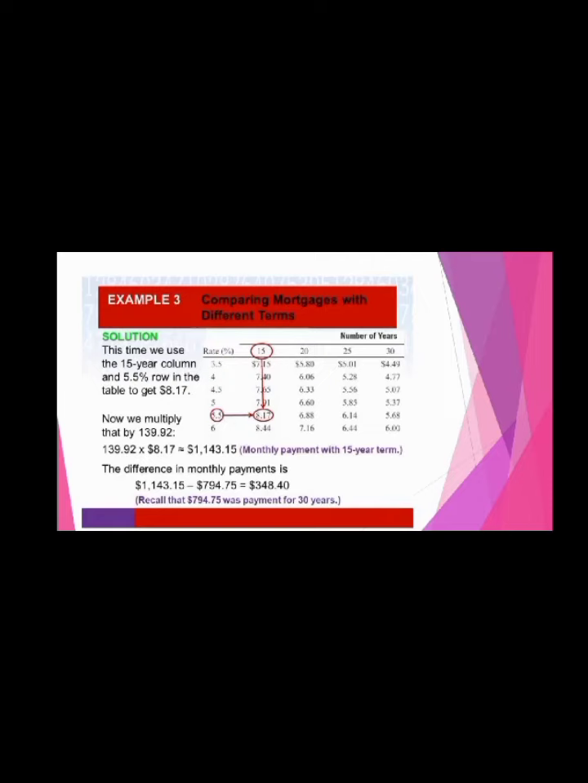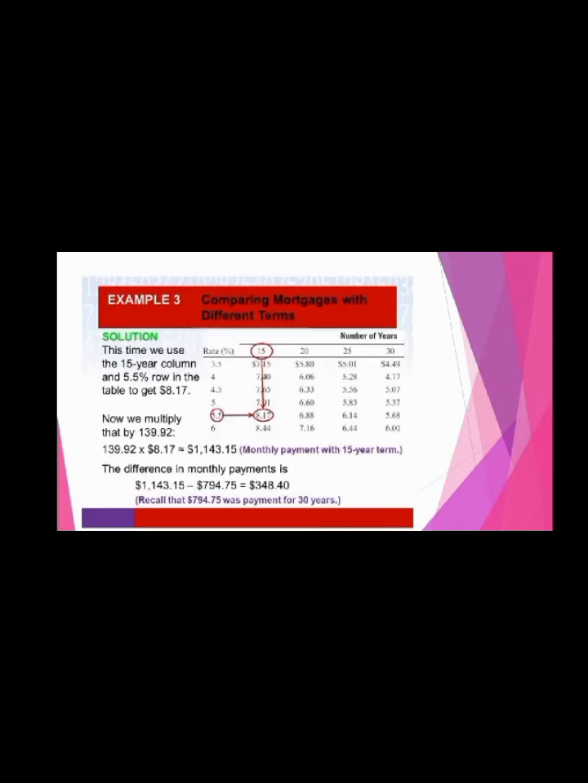So, hibaw naman tanong kung asa ni nato gikuha ang 139.92. So, 139.92 times 8.17 is equivalent to $1,143.15. So, mauna ni siya ang monthly payment with 15-year term. So, ang $1,143.15 is ang, balik ko na ko ha, is ang 15-year term. So, I hope nakagets ra mo ha. Nakagets ra mo. So, if wala mo nakasabot gani, pangutana lang mo.